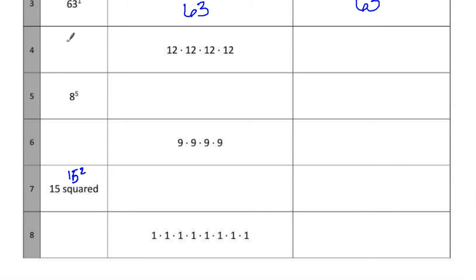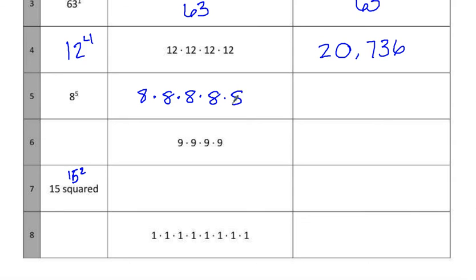Okay, so if we look at number 4, this is going to be 12 to the 4th power. And then over here, when you multiply it together, you get 20,736. 8 to the 5th power, when you write that out, you should write 8 5 times. And when you multiply all that together, you get 32,768.